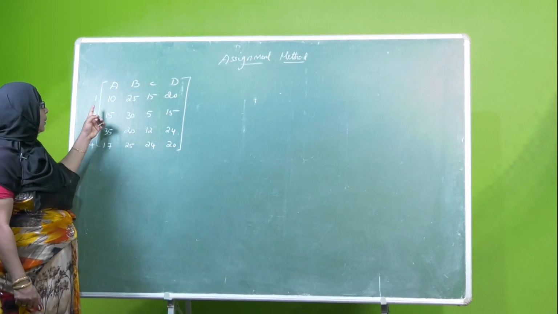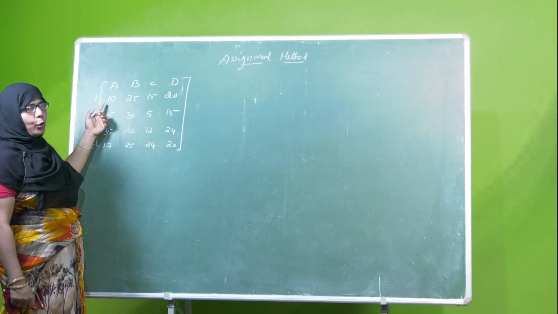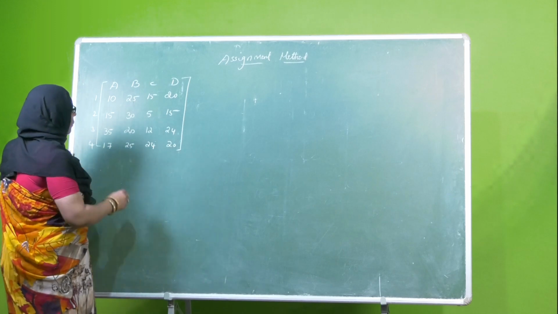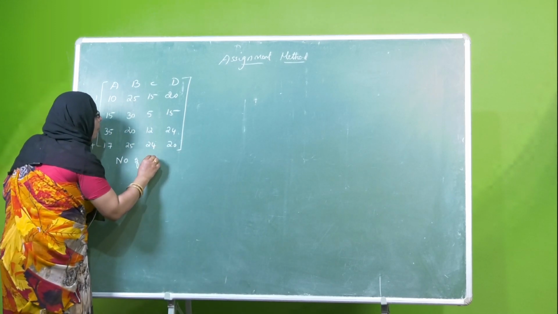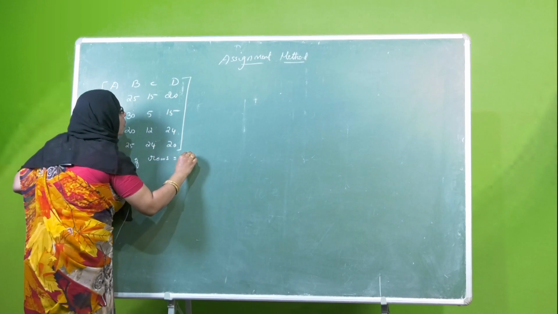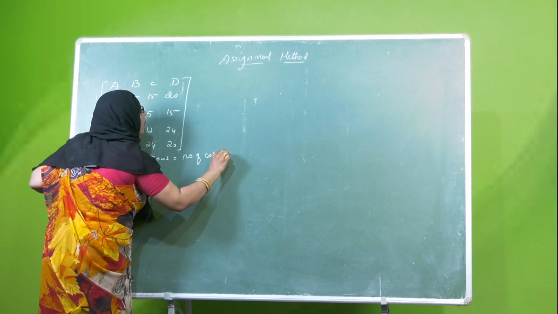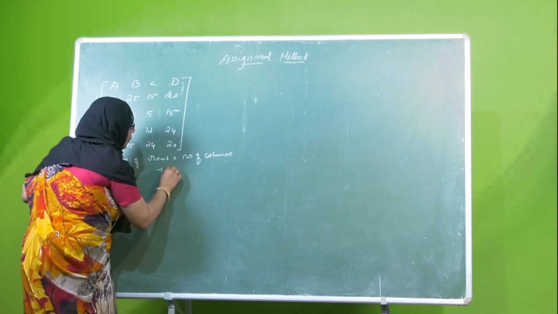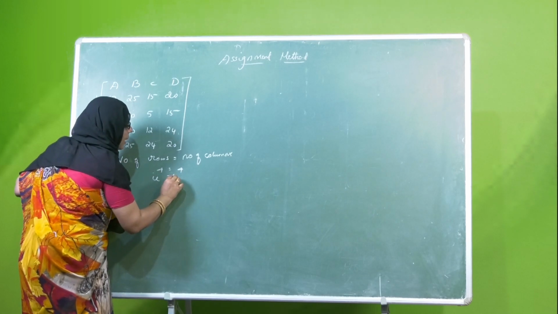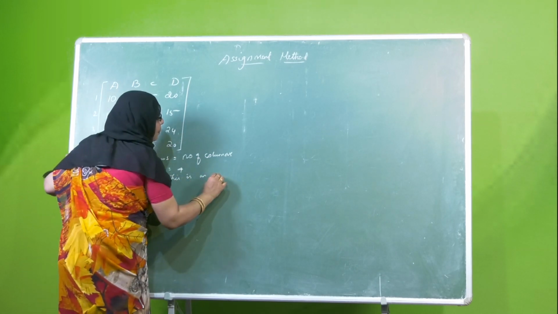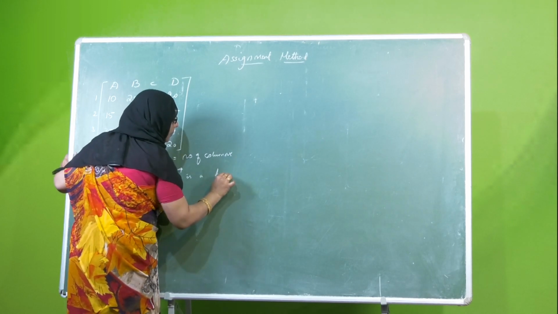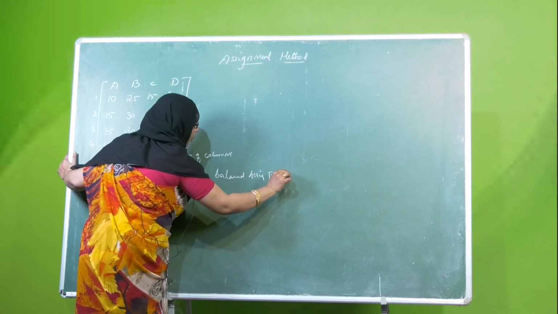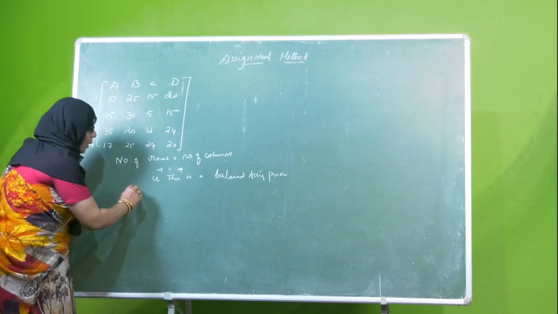Now the question is this. The number of rows is equal to the number of columns, that is 4 rows and 4 columns. So this is a balanced assignment problem. Okay. So, step 1.